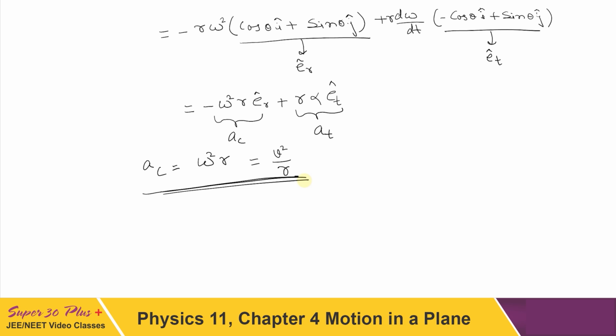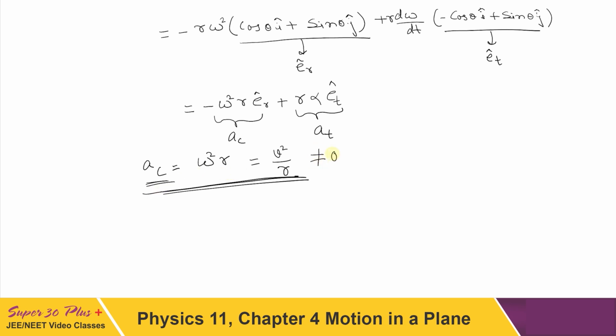Now let us see one more thing: if it is a curvilinear motion, in no manner can omega be equal to 0, because if it is a curvilinear motion, theta necessarily has to change with time, and if theta is changing with time, omega cannot be equal to 0. And we can say that a c also cannot be equal to 0 because it is omega square into r, and both the terms are non-zero here. So centripetal acceleration cannot be equal to 0.